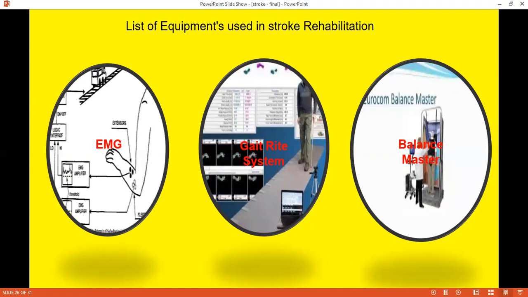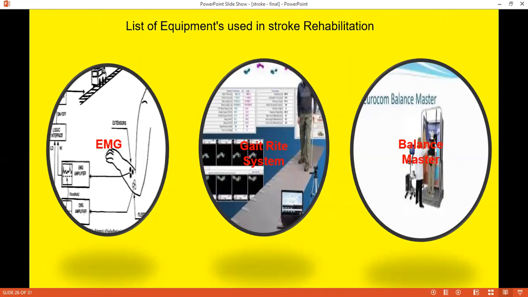The gait consists of two phases: one is the swing phase and the other is the stance phase. Swing phase: heel strike, foot flat, mid stance. Stance phase consists of heel strike, foot flat, mid stance, heel off, toe off, acceleration, mid swing, deceleration.